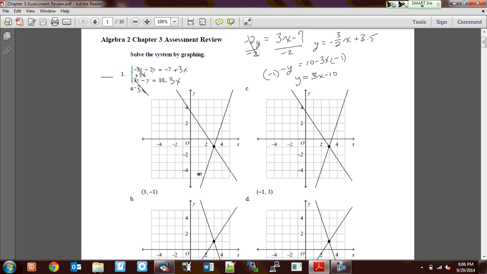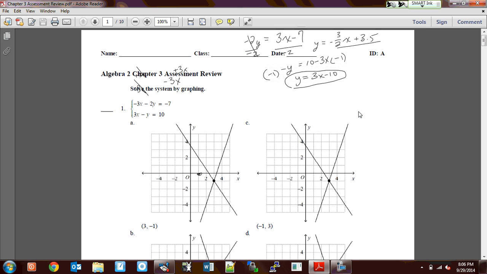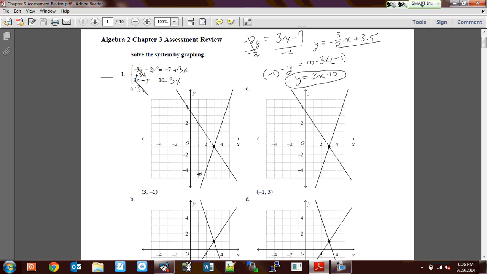Alright, so now we have to figure out which graph has a y-intercept at -10 and at 3.5. Now remember, we've narrowed it down to A and D. Alright, so A crosses at positive 3.5, and if you look, this could cross at -10, but let's check the other one. This one crosses at -3.5. We need to cross at positive 3.5. So therefore, the answer is A. A is the graph that matches this system with the solution point of (3, -1).